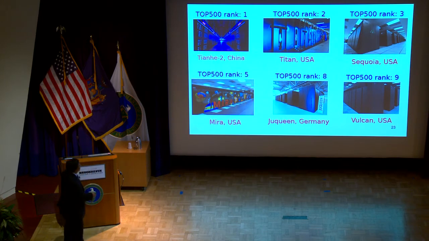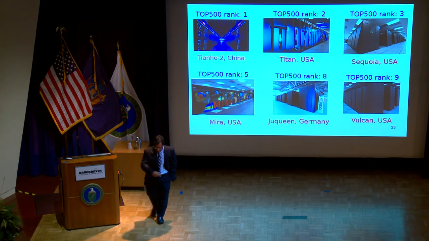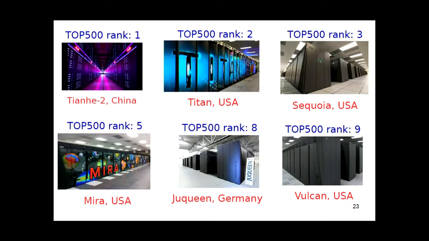Here I give you a few examples of the supercomputers that we actually use in our calculations, and I will be showing samples of the results later. This is rank 1, the world's fastest supercomputer at present, in China, the Tianhe 2. The next fastest, the Titan in the USA, at Oak Ridge National Lab. Then the third fastest, Sequoia at Lawrence Livermore National Laboratory. Then Mira, the 5th fastest, at Argonne National Lab. The world's 8th fastest computer, Juqueen, in Jülich, Germany. And ranked 9th is Vulcan at Lawrence Livermore National Laboratory in the USA. All these supercomputers we use to get our results, and these results will be shown later on in this talk.